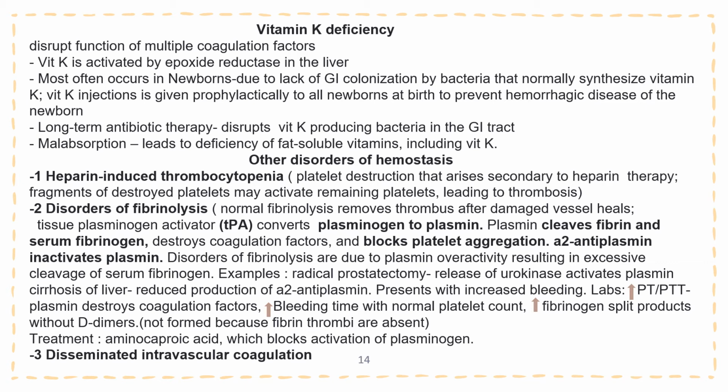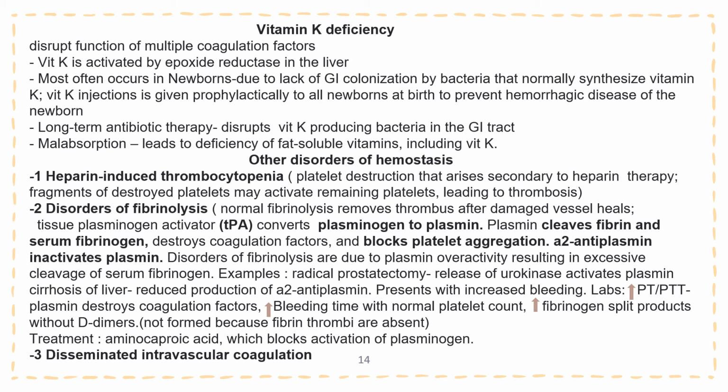Disorders of fibrinolysis. Normally, fibrinolysis removes a thrombus after the damaged vessel heals. Tissue plasminogen activator converts plasminogen to plasmin. Plasmin cleaves fibrin and serum fibrinogen, destroys coagulation factors, and blocks platelet aggregation. Alpha-2 antiplasmin inactivates plasmin. Disorders of fibrinolysis are due to plasmin overactivity, resulting in excessive cleavage of serum fibrinogen.